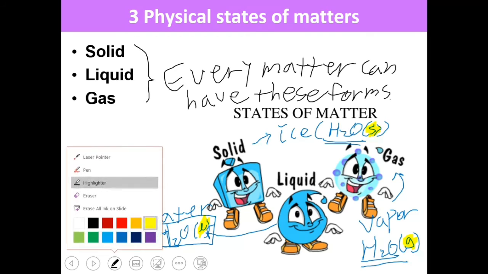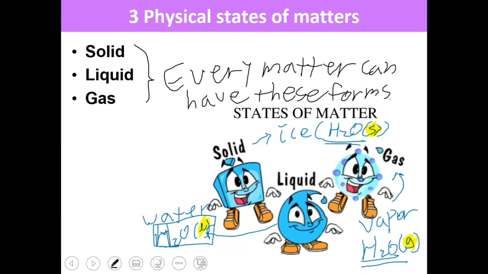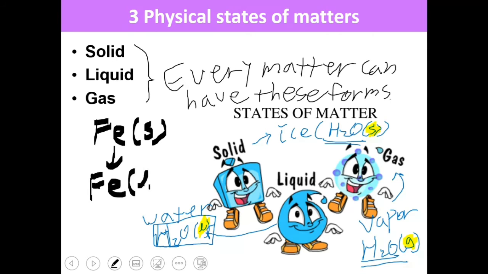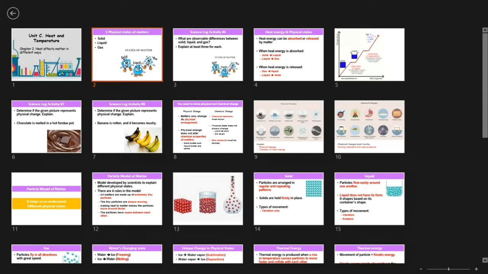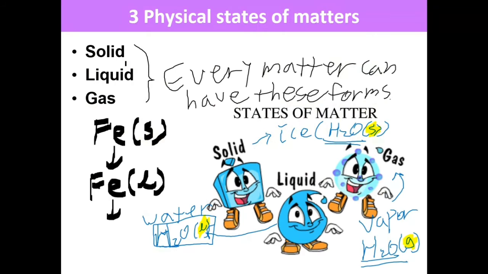Similarly, if you think about solid iron, iron uses Fe solid. If you apply a lot of heat, it's going to turn into molten iron, which is Fe liquid. And technically, you can actually vaporize it into iron gas too, which I've never seen in my life. But theoretically, if you raise the heat, it is possible.